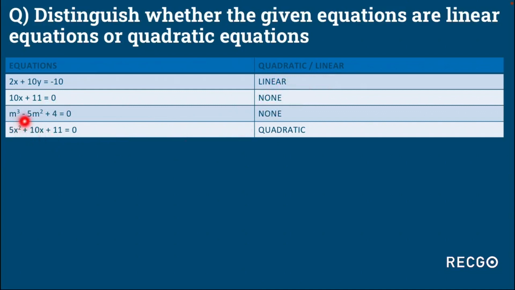Next we are having m cube minus 5m square plus 4 is equals to 0. Now many people will think that this is a quadratic equation because it is having a degree as 2. But you have to understand the difference between maximum degree and degree. So maximum degree is that your maximum degree should be 2. It cannot be 3. If you are getting your maximum degree as 3, even though you are having degree as 2, it will not be a quadratic equation. If it would have been like m square minus 5m plus 4, then this would have been a quadratic equation. So you have to be very cautious regarding this.